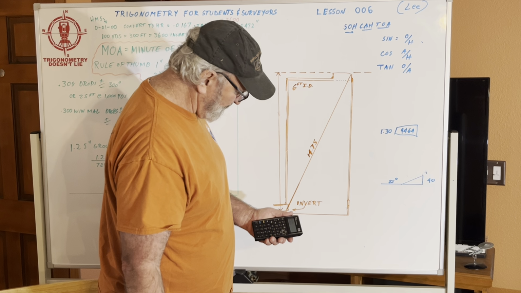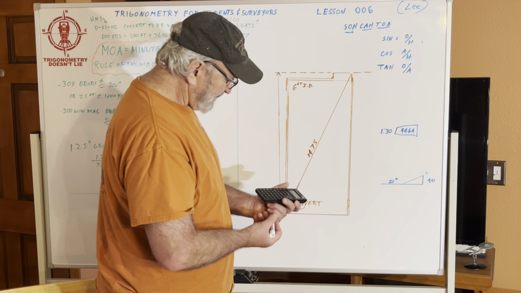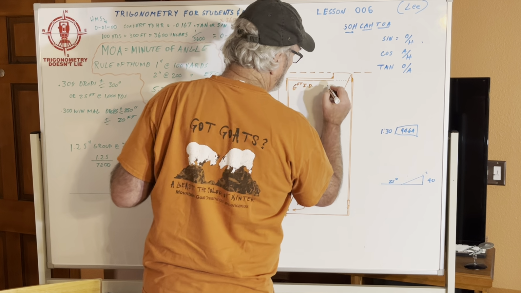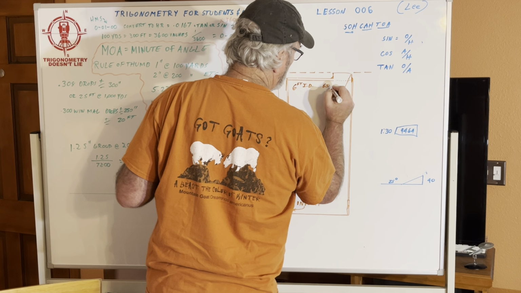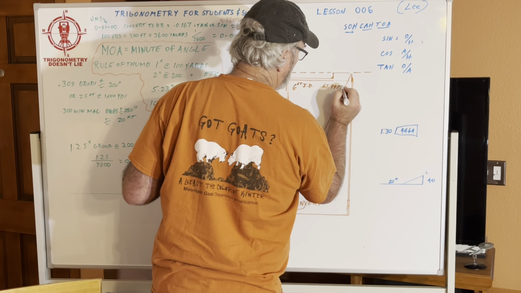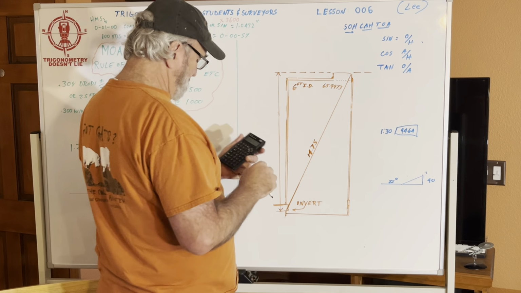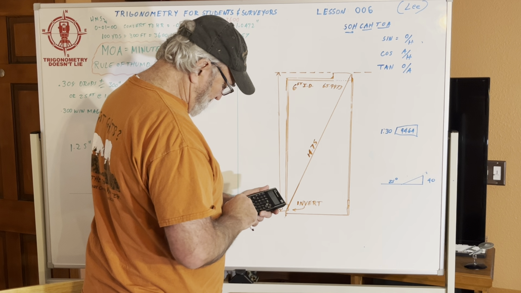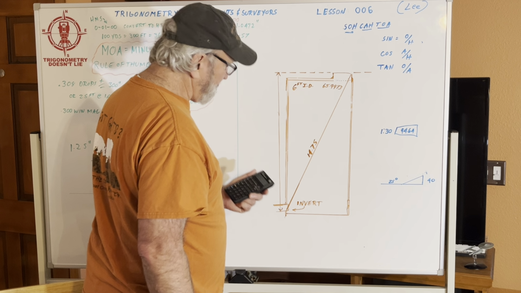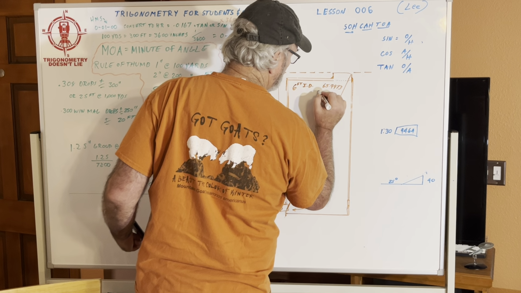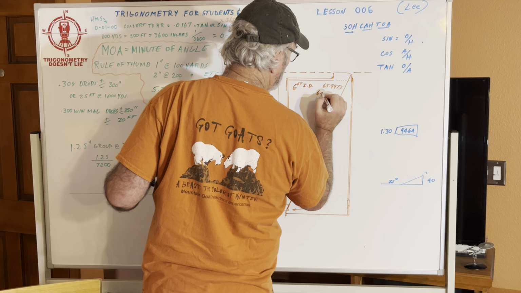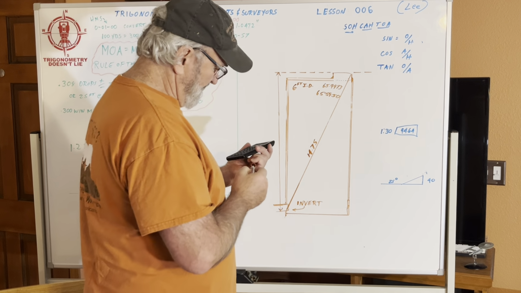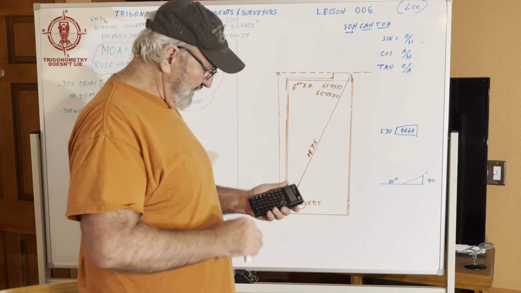65.9973. That's that angle, and then we're going to store that as 7. We're going to convert that. 65°59'50" is the angle. All right, so we're going to recall that angle.